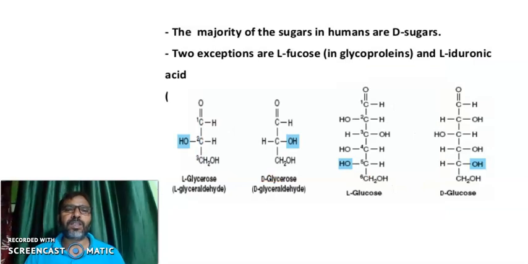The majority of sugars in humans are D sugars. Two exceptions are L-fucose, found in glycoproteins, and L-iduronic acid. You can see L-glucose and D-glucose.